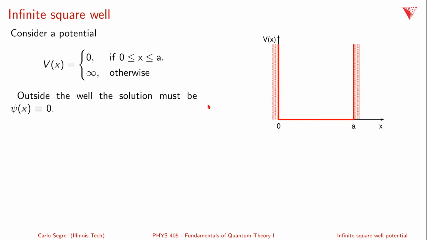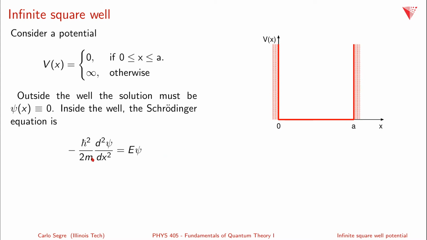Outside the well, the solution must be equal to 0, and inside the well, the Schrodinger equation has no potential, and so it's very simple. It's minus h bar squared over 2m, the second derivative of psi with respect to x, equals E times psi. If we rearrange this, putting the second derivative of psi on one side, we get the second derivative of psi with respect to x is equal to minus 2mE over h bar squared times psi.